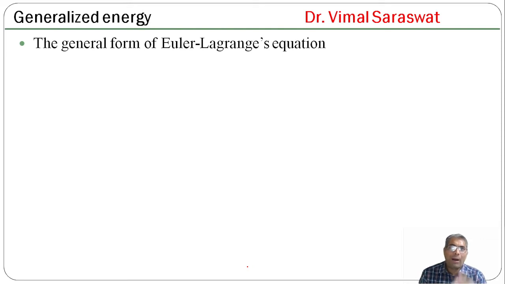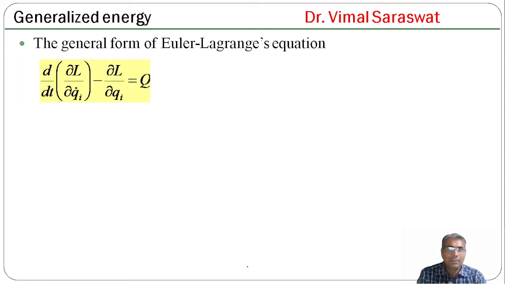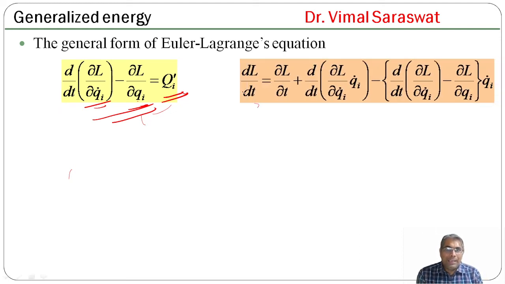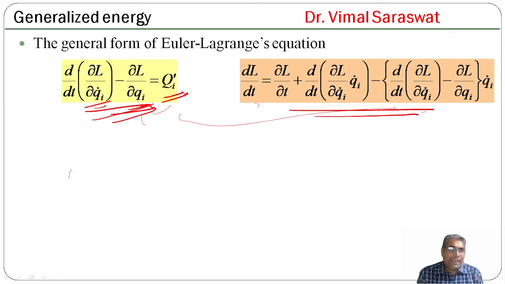The general form of the Euler-Lagrange equation is d/dt of ∂L/∂q̇i minus ∂L/∂qi is equal to Qi'. This result we have obtained in our earlier lecture, and dL/dt is this one. Since the Euler-Lagrange equation is this one, it means d/dt of ∂L/∂q̇i minus ∂L/∂qi can be replaced with capital Qi'.